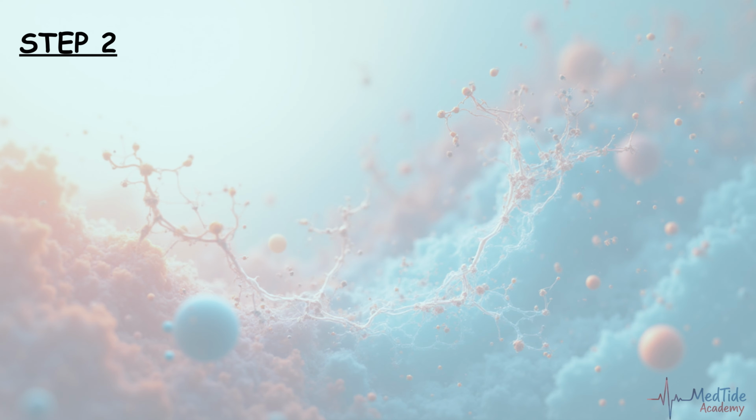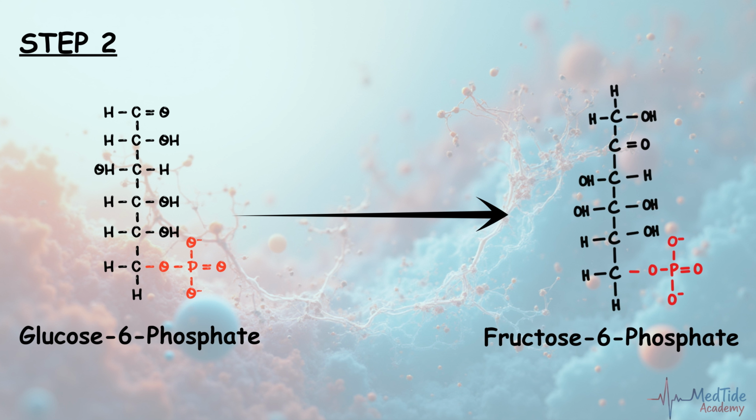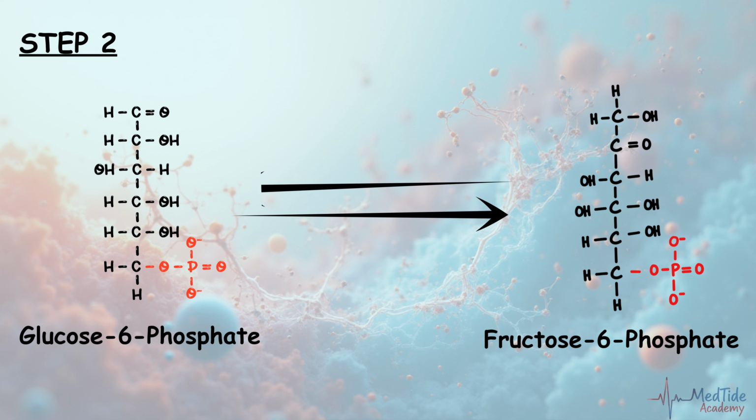In step 2, glucose 6-phosphate gets isomerized to fructose 6-phosphate. This simply means that the carbon atoms in glucose 6-phosphate got rearranged to form fructose 6-phosphate. This reaction is reversible, so fructose 6-phosphate can get reconverted to glucose 6-phosphate and vice versa. This reaction is also catalyzed by the enzyme phosphohexose isomerase.